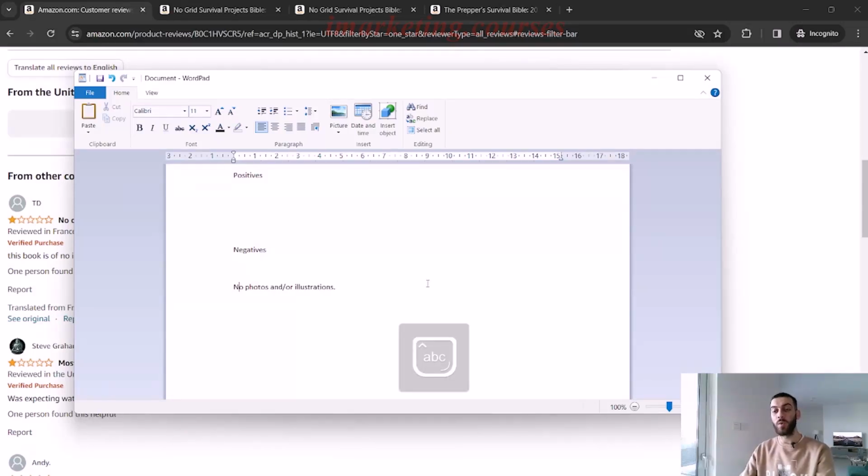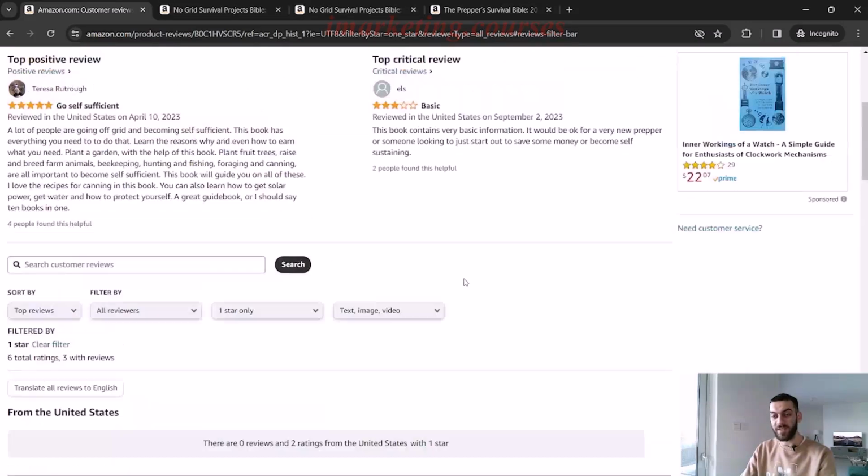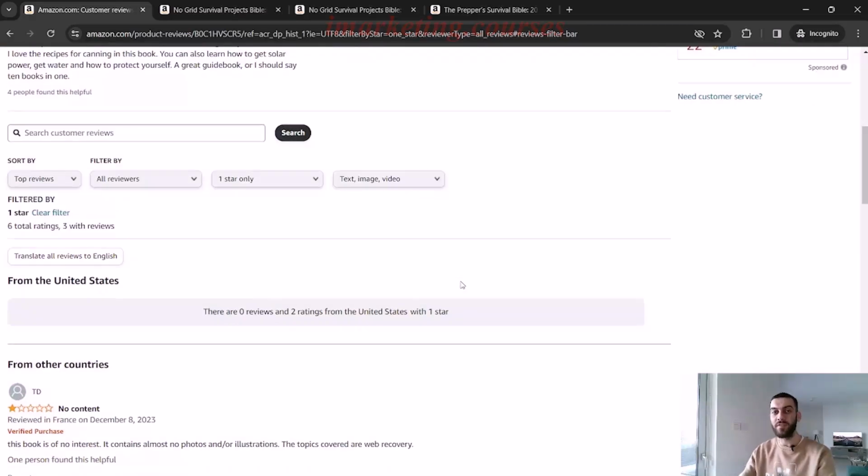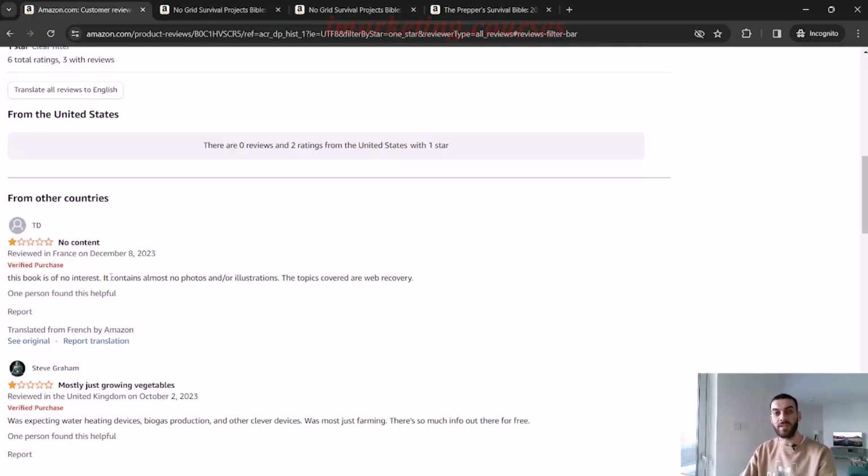And guess what we're going to do when we're making our outline? Do you think we're going to add photos and illustrations? Yes, we are. Why? Because our competitor is selling and he doesn't have photos and illustrations. And this guy is saying, I want photos and illustrations. So there is a gap in the market, and that gap is super easy for you to fulfill if you do a no-grid survival projects Bible.